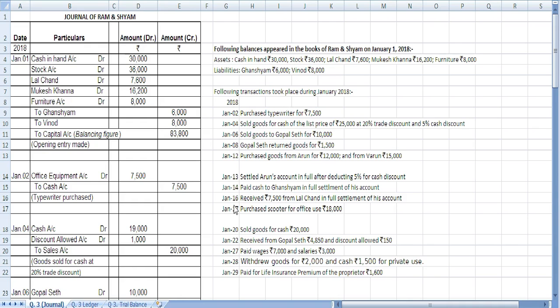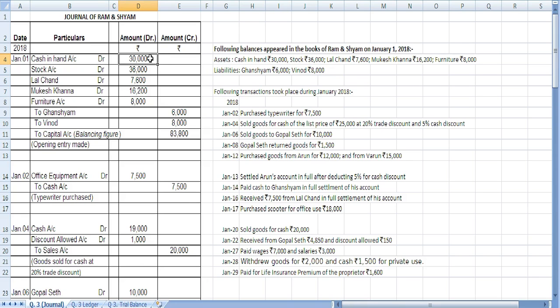Here is the date for transactions and here are the various transactions that happened. But before making journal for these, let us do the opening entry. We have learned that we will debit all the assets and we will credit all the liabilities. So let us put this: cash in hand debit 30,000, stock debit 36,000, Lal Chand debit 7,600, Mukesh Khanna debit 16,200, furniture debit 8,000. And on the credit side we have to Ghanshyam 6,000, to Vinod 8,000.